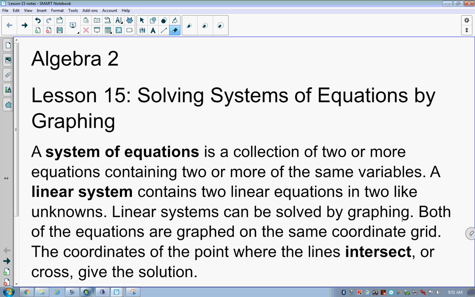If they give me a system of linear equations, like y equals 4x minus 2 and y equals 7x plus 3, we're looking for where they cross. Where do they meet? What do they have in common, right? All right.